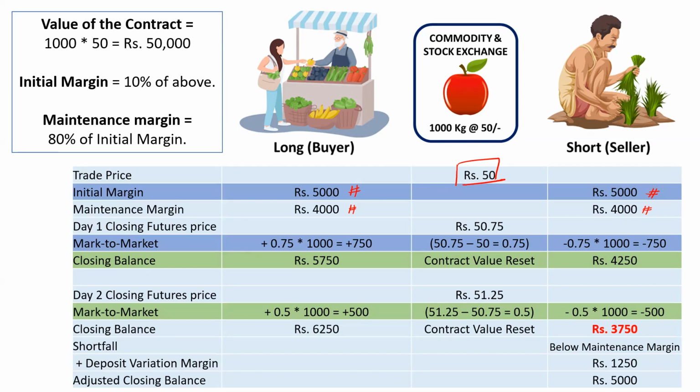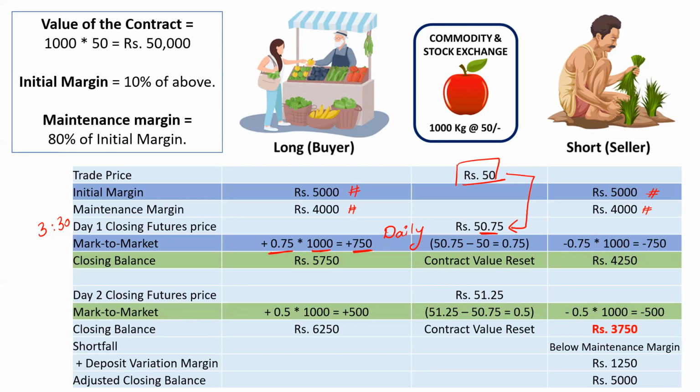Now, day one closing futures prices. So let's say around 3:30 p.m. the price of futures contract is 50.75. So that means prices have gone up from rupees 50 to 50.75. So if the prices have gone up, the long is making a profit of 75 paise per kg. So 75 paise multiplied by 1000 is 750. So his daily profit and loss, or today's profit and loss, is 750.